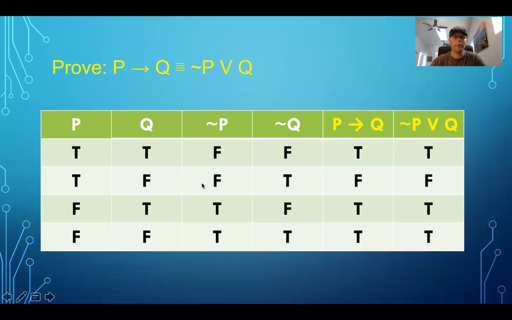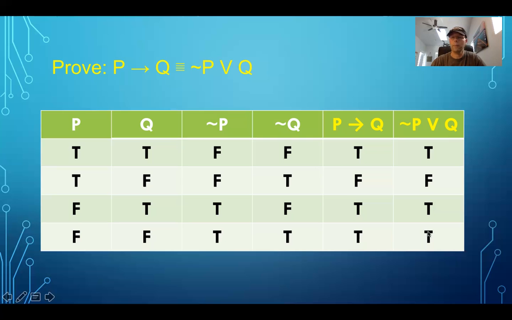Not P or Q. They're both false, actually, right? That means this not P or Q has to be false here. Not P or Q. Well, they're both true here. So that this statement is true. And then down here, I have at least one of them is true, and that's all I need. This one's true. This one's false, but this one's true.